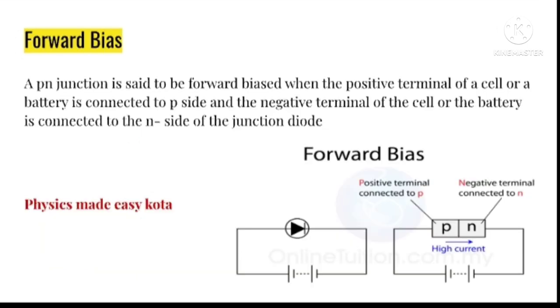A PN junction is said to be forward biased or reverse biased. First of all, we are going to learn what forward bias is. A PN junction is said to be forward biased when the positive terminal of a cell or a battery is connected to the P side and the negative terminal of the cell or battery is connected to the N side of the junction diode. We can see in the first figure that the positive terminal is connected to the P side, that is the hole side, and the negative terminal of the battery is connected to the N region of the PN diode.